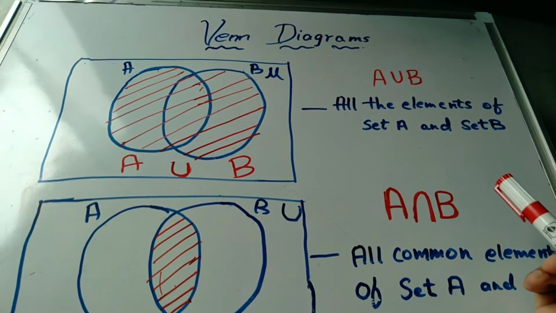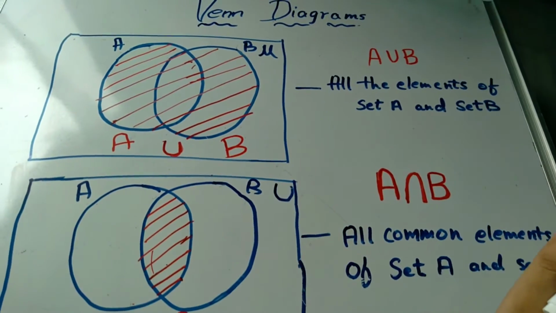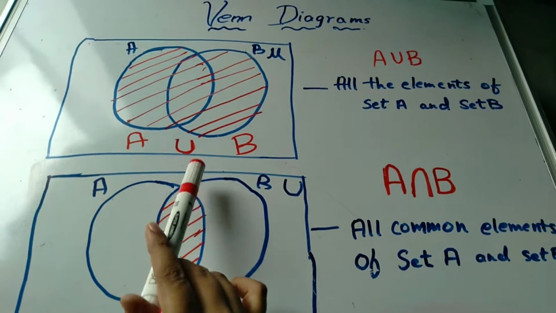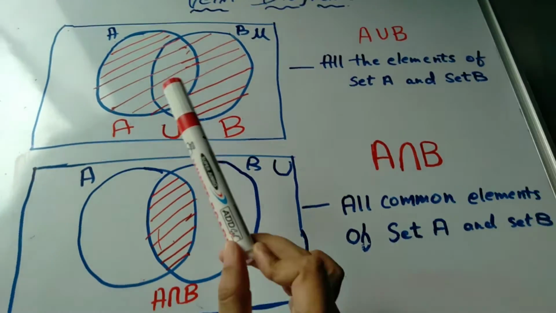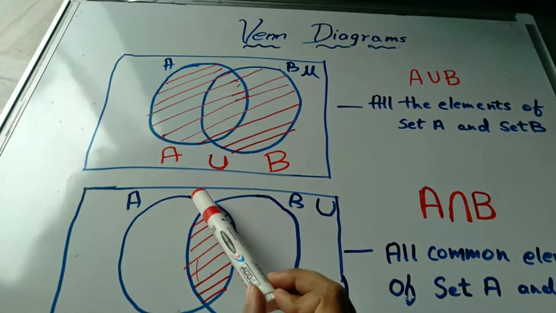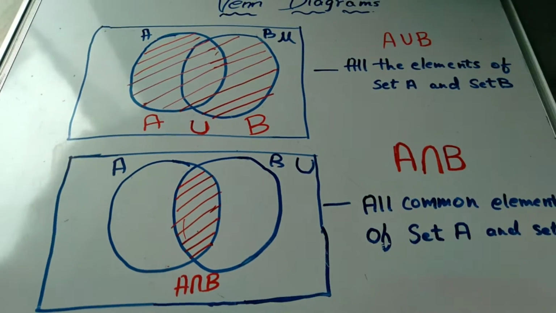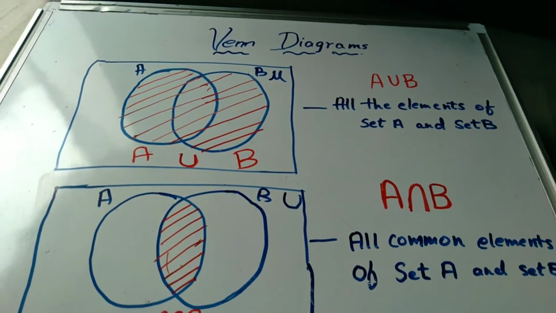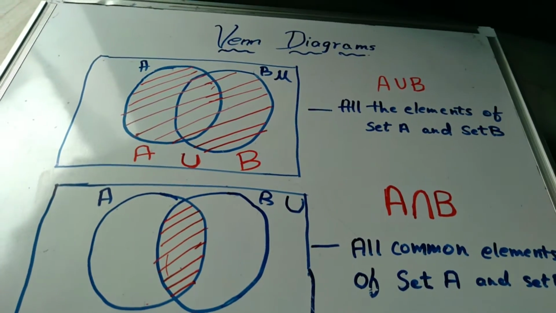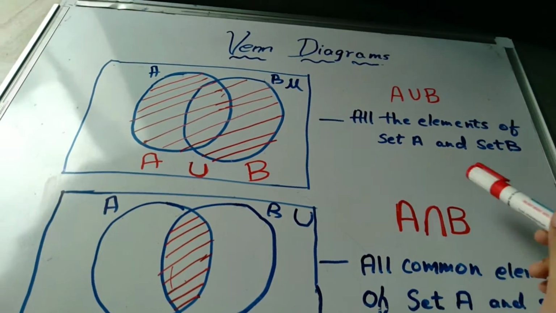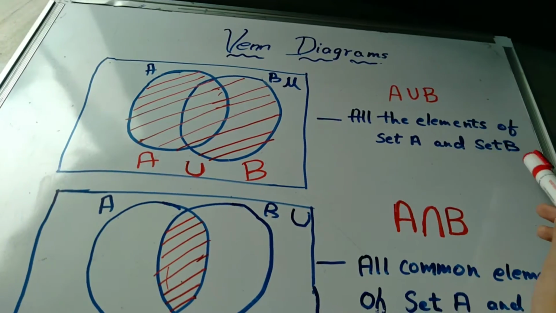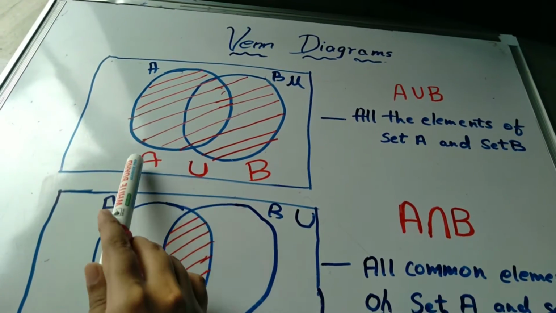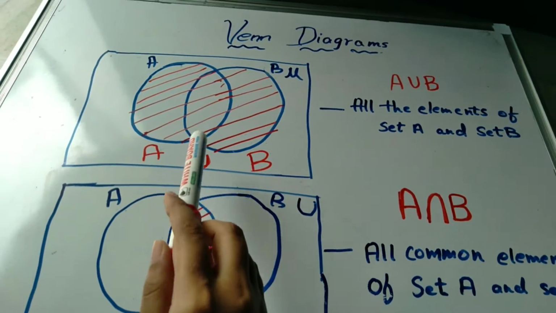So here we are going to discuss set relationships using Venn diagrams. We are going to use Venn diagrams to represent set relationships. The first one is A union B, representing A union B as a Venn diagram. What is actually A union B? All the elements of set A and set B is known as A union B. So how can we represent it in Venn diagrams?